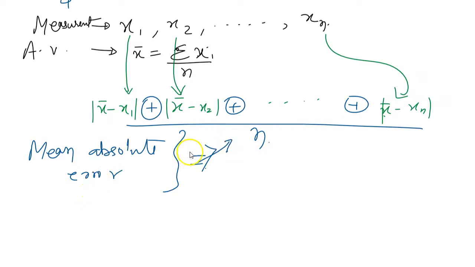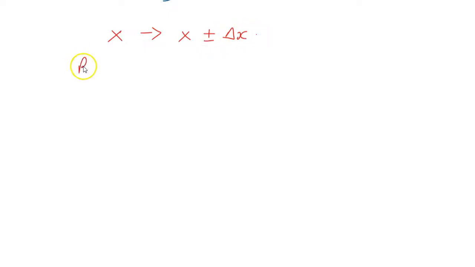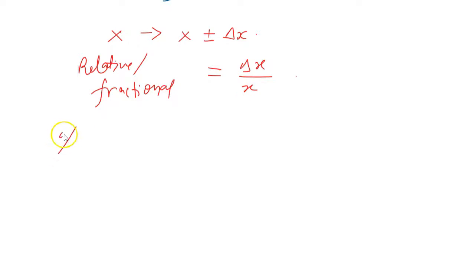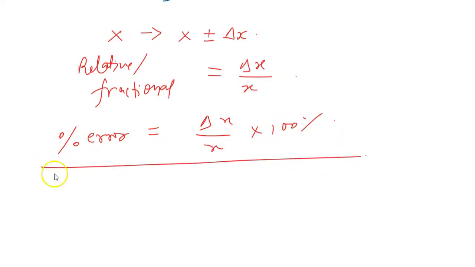Now what is relative and percentage error? We have already had an idea of that in the previous lecture. Let us suppose in the measurement of x there is an error, so x is represented as x plus minus delta x. Then the relative or fractional error is delta x by x, whereas for percentage error we just do delta x by x into 100%. Okay, these were the basics of errors.